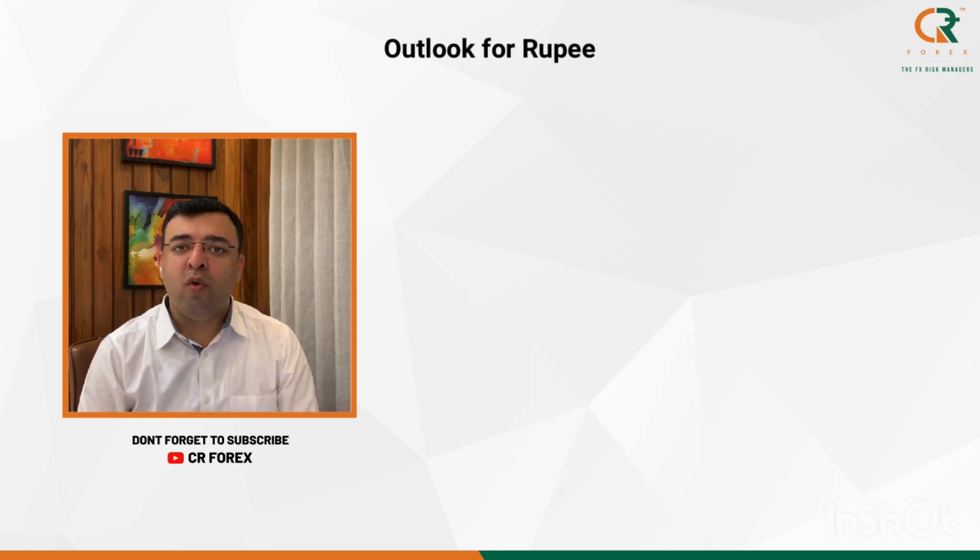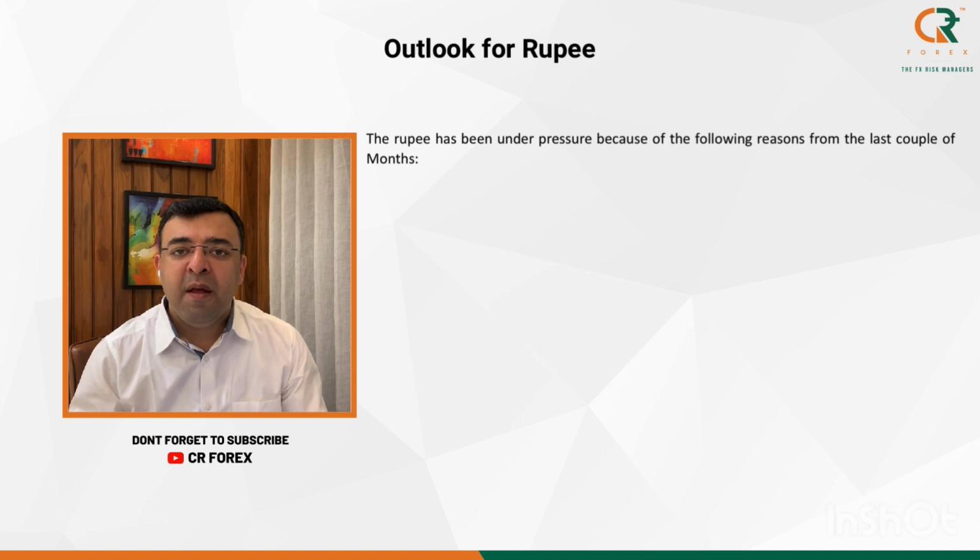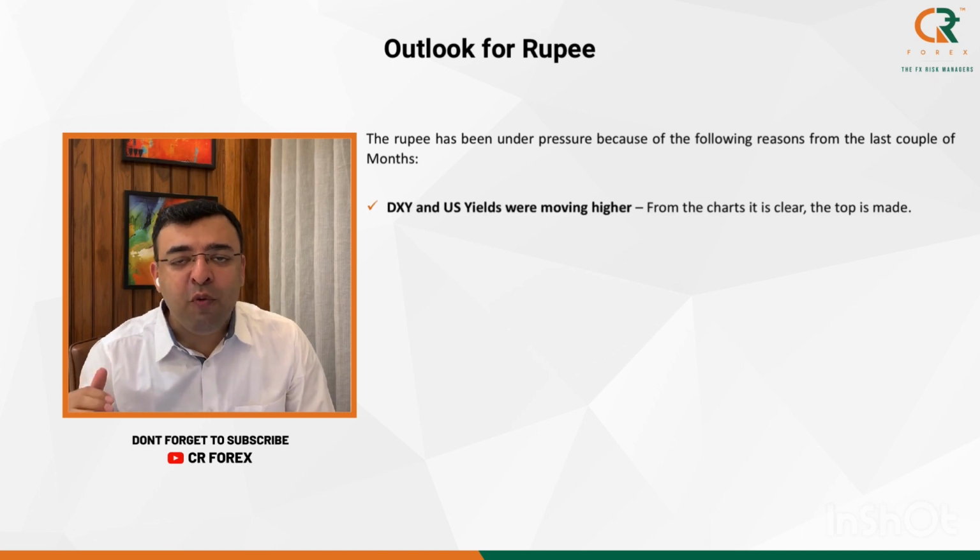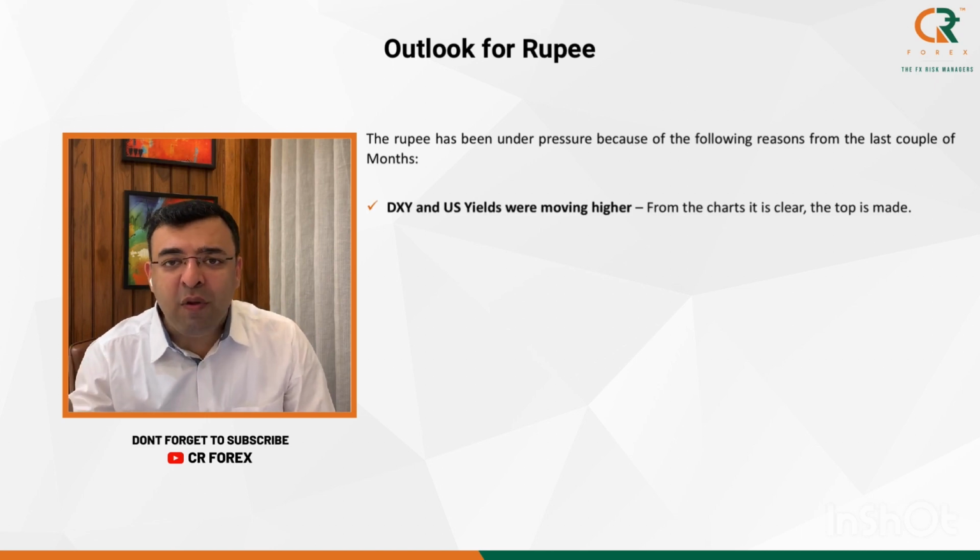Now let us discuss the outlook for Rupee. Rupee has been under pressure for the last 2-3 months because of the following reasons. First reason was the dollar index and 10-year yield were moving higher. From the charts we have discussed, it is clear that there is a reversal in both the dollar index and yield, which is a positive factor for Rupee.